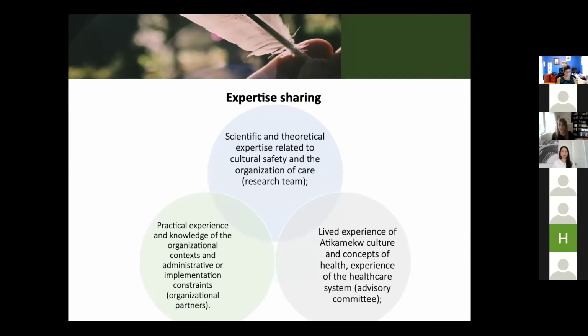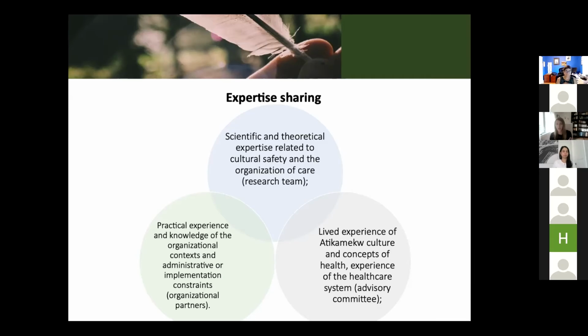Each of these distinct partners brings crucial and specific expertise to the project. For instance, the research team brings scientific and theoretical expertise related to cultural safety and to the organization of care. The advisory committee brings the lived experience of Atikamekw culture and concept of health, and also their experience of the healthcare system as patients, but also as health professionals.